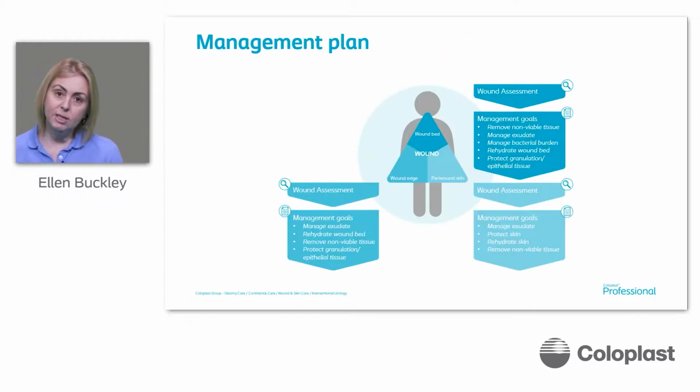So once we've done our assessment of those three different areas, we might have identified some management goals. For example, as part of our wound bed assessment, we might have identified that there is some non-viable tissue or dead tissue that needs to be removed to progress that wound towards healing. Or we might have identified that there is an increased bacterial burden because we've seen some signs of infection. So we would incorporate both of those management goals into the treatment plan that we decide on once we've made our final diagnosis. The same at the wound edge, what problems or barriers to healing did we identify at the wound edge, and did we see any issues on the periwound or surrounding skin that we need to have a think about?